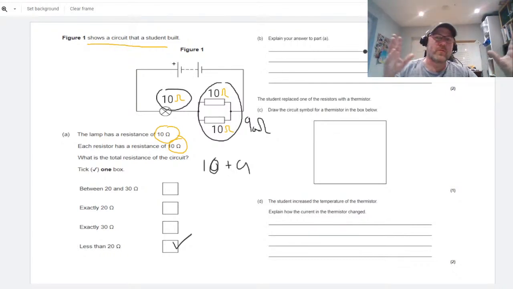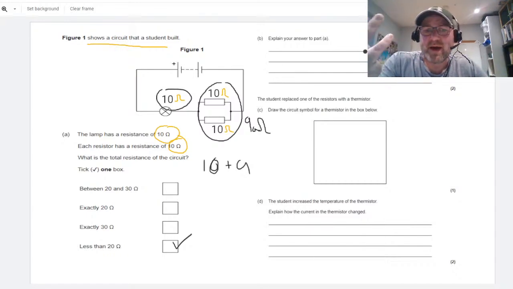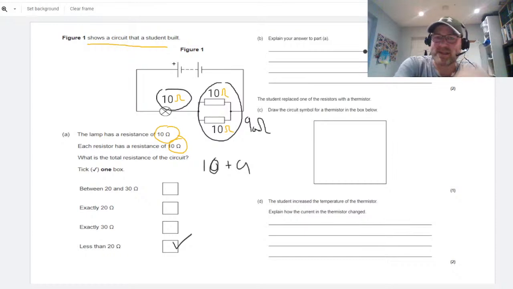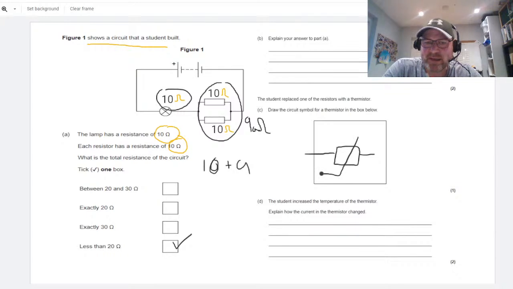And then it says explain your answer to part A. So you just say that the two 10 ohm resistors are in parallel, so the total resistance is lower than 10, and you add this to the light bulb, which is 10. The student replaced one of the resistors with a thermistor. This is the symbol for a thermistor. I can't really get you to draw it out on the chat. The student increased the temperature of the thermistor.